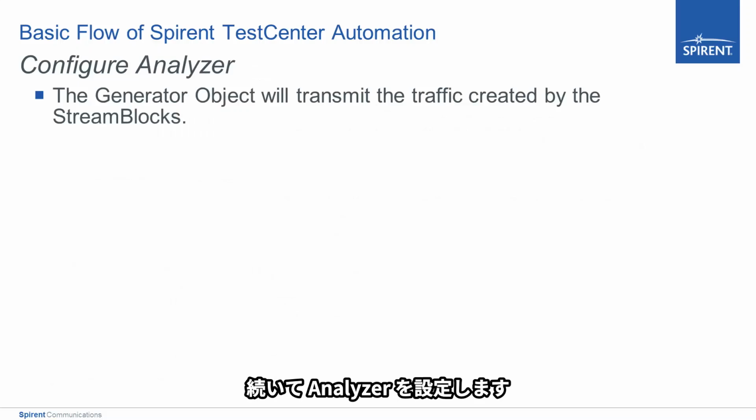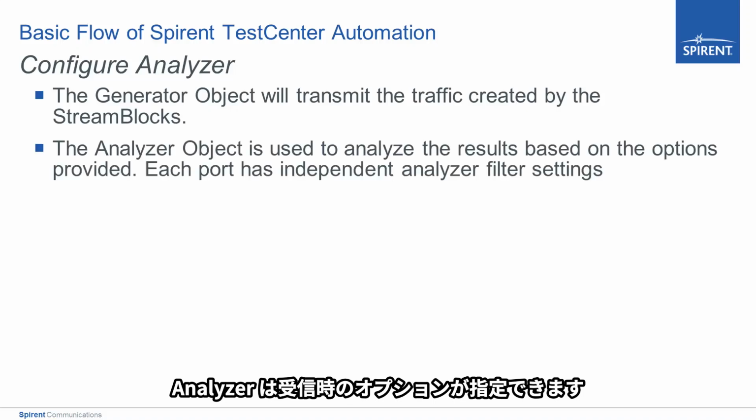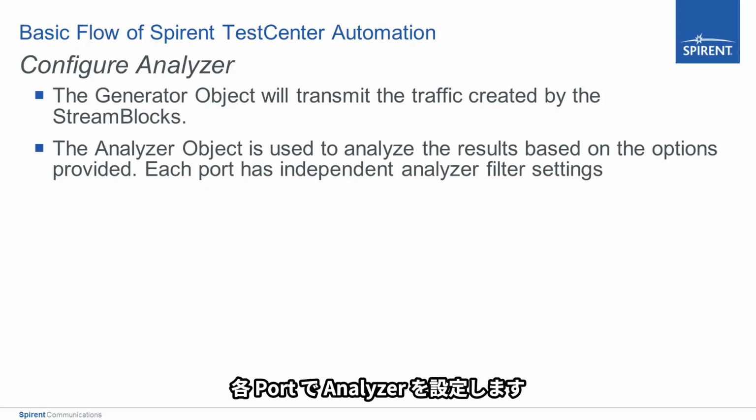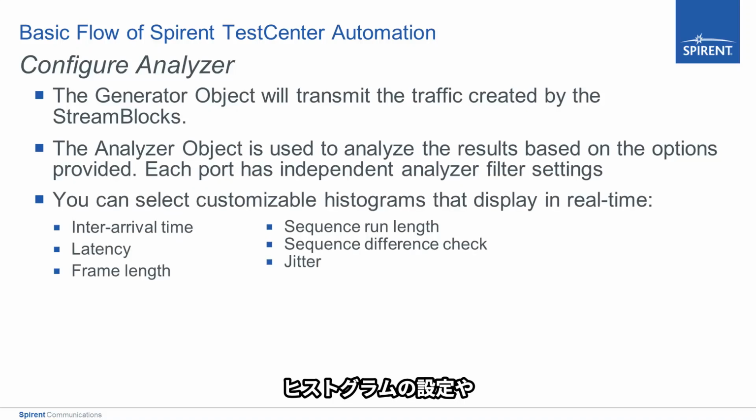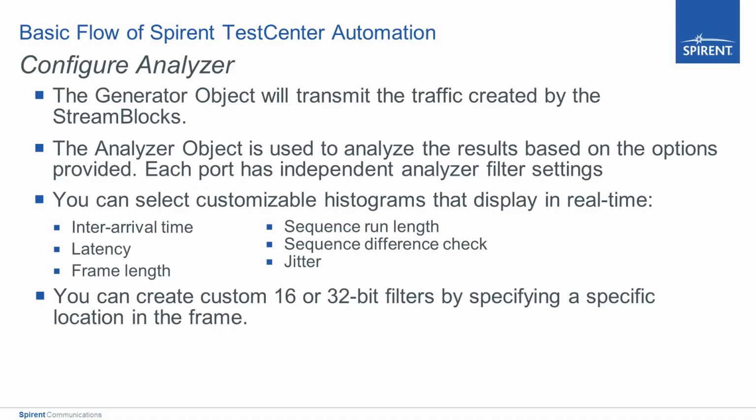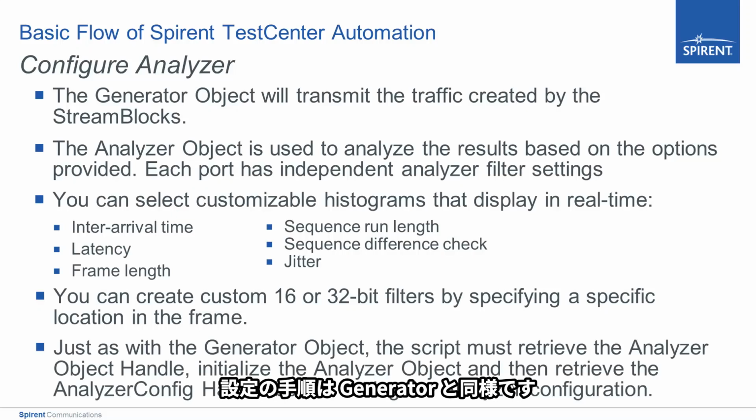Once you have set up your generator, you must now configure your analyzer. The analyzer object is used to analyze the results based on the options provided. Each port has independent analyzer filter settings. You can select customizable histograms that display in real time. You can also create custom 16 or 32-bit filters by specifying a specific location within the frame to filter on. Just as with the generator object, the script must retrieve the analyzer object handle, where you should initialize the analyzer object and then retrieve the analyzer config handle before setting the analyzer configuration.